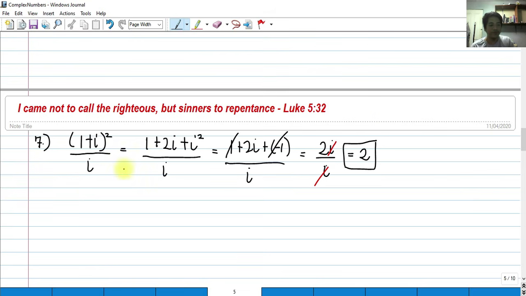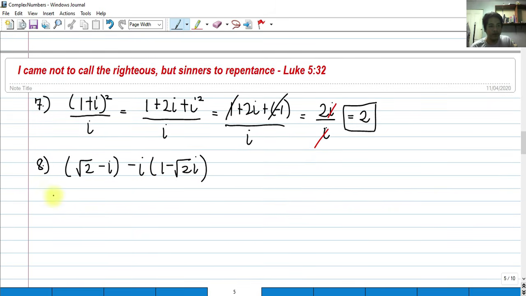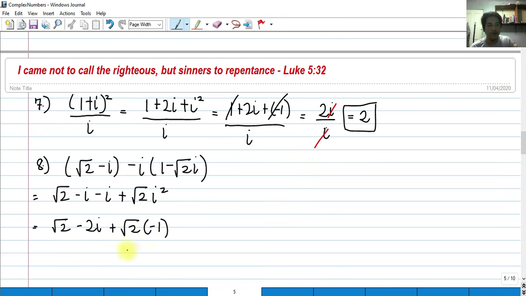Equivalent to 2. Okay. For number 8, we have quantity square root of 2 minus i quantity 1 minus square root of 2i. So pretty similar problem we had a while ago. So we can distribute the i together with its sign for this term. So we have negative i, then we have plus square root of 2i squared. So what will happen here? Negative i minus i, we have square root of 2 negative i minus i, we have negative 2i. And for our i squared, that is actually equal to negative 1.